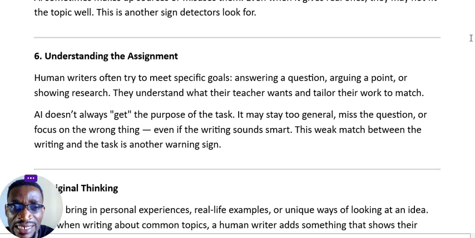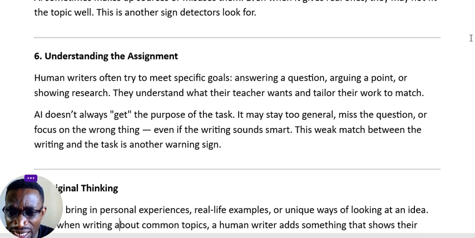Now, understanding the assignment. Human writers often try to meet specific goals, answering a question, arguing a point, or showing research. They understand what their teachers or supervisors actually want and tailor their work to match. AI doesn't always get the purpose of the task except you understand prompting. That is why if you missed our last video on the complete AI research prompt, then you have missed a whole lot. Go and check that video now. It's going to help you a whole lot.